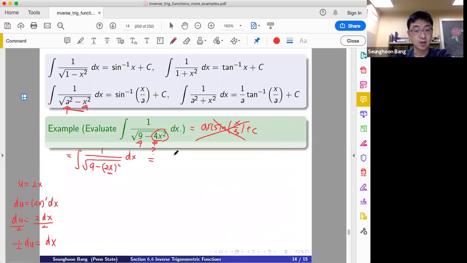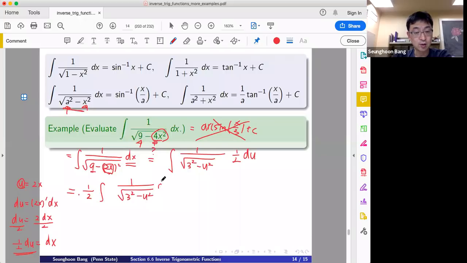You can change it: integral 1 over the square root of 3 squared, and the inside 2x is the same as u. What's dx? dx is here 1 over 2 du. So what happens? Take out 1 over 2: integral 1 over the square root of 3 squared minus u squared du.